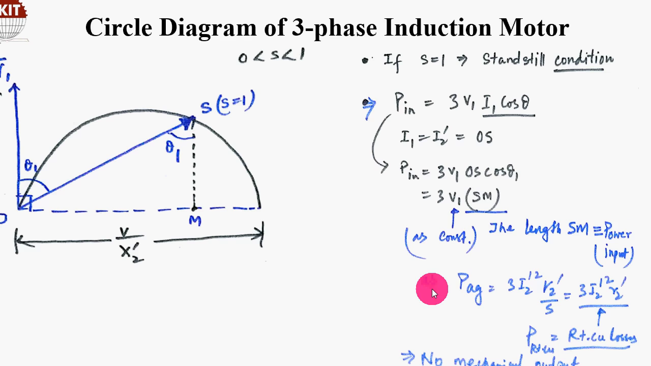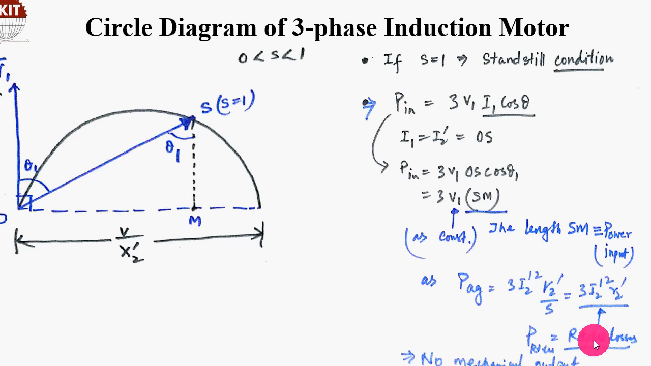Now, as we know from our earlier discussions, the air gap power, that is PAG, is equal to 3 times I2 dash square times R2 dash upon S. So if you put slip equal to 1 for the standstill condition, you will get the air gap power equal to 3 times I2 dash square times R2 dash. So you can see that this expression is equivalent to the rotor copper losses.